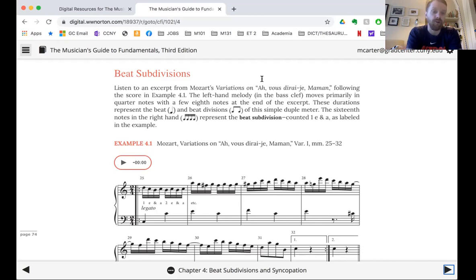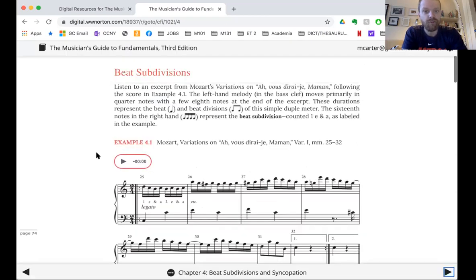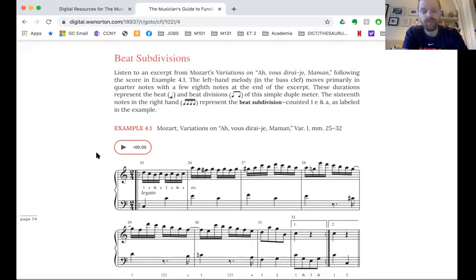because, well, your book wants us to, but it's also important to understand, to have a different layer beneath mere division. So let's look at what your book says here. First, it wants us to listen to this example, so let's do that.